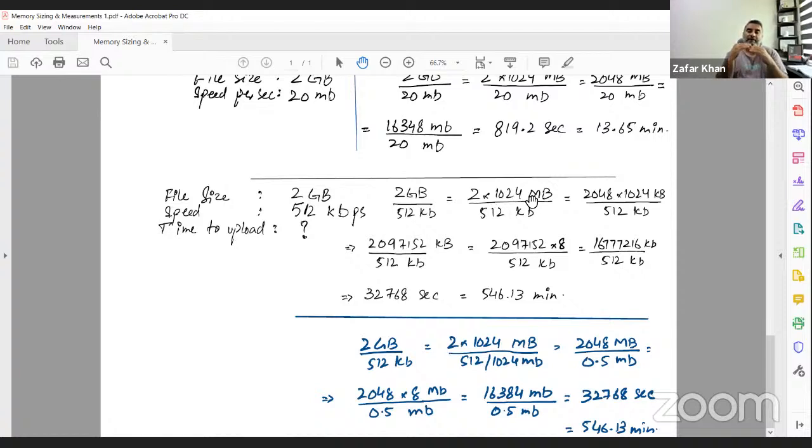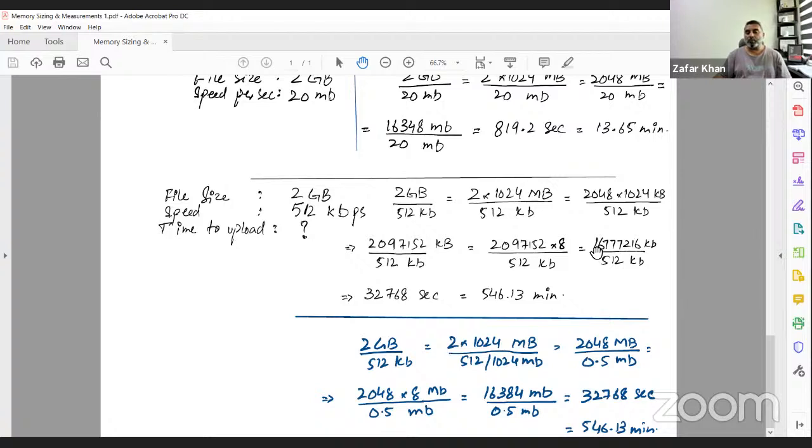And then I will be multiplying it by 1024 again to have the answer in kilobytes. So 2048 multiplied by 1024 gives us 2,097,152 kilobytes. Now the factor of kilo is matched up. Now we have to convert this byte into bits. So 2,097,152 multiplied by 8 will give us 16,777,216 kilobits. Now the factor is the same.